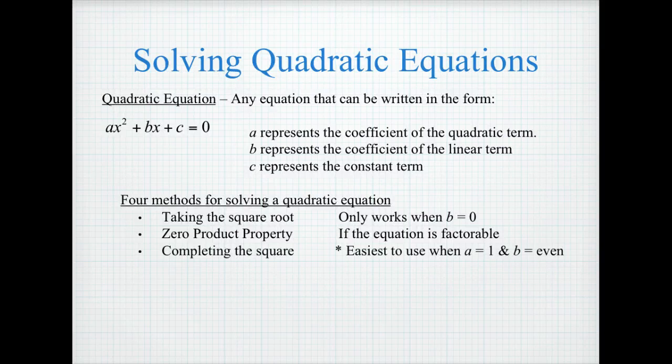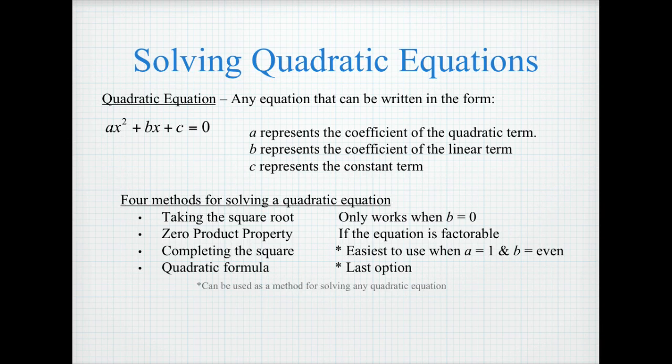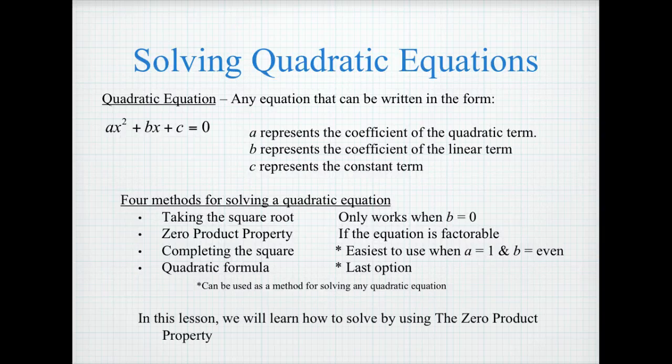Completing the square is a creative method that can be used for any quadratic equation, but is most convenient when a is equal to 1 and b is even. The final method of solving a quadratic equation is to use the quadratic formula. Like completing the square, the quadratic formula will work for any and all quadratic equations. It's the last method and recommended when the other 3 methods are unavailable or inconvenient. In this lesson, we will learn how to solve using the zero product property.